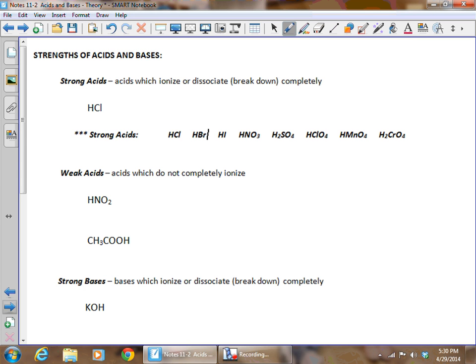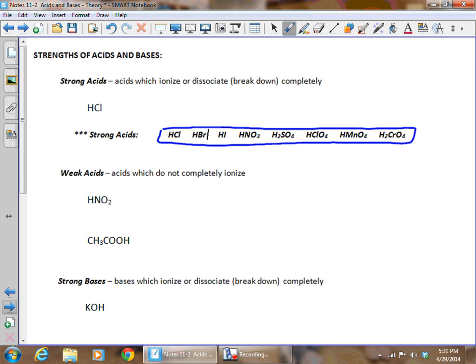Now strong acids are acids which ionize or dissociate. They break down completely. There are some strong acids here, HCl, HBr, HI. These are the ones that are recognized by AP. H2SO4, HNO3, HClO4, HMnO4, H2CrO4. These are the 7 strong acids, and these are the only 7. So if there's any other kind of acid, it's going to be a weak acid.